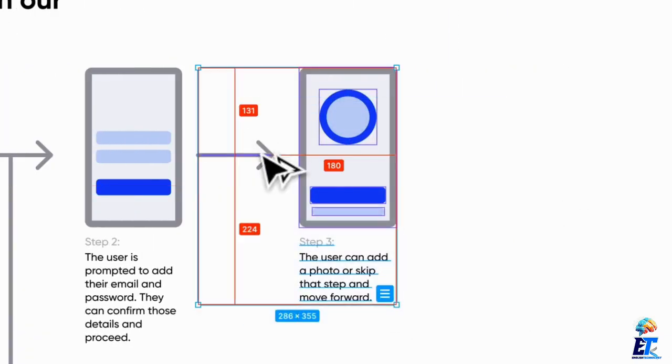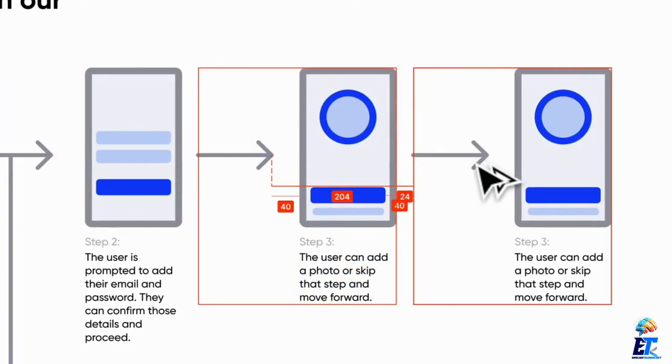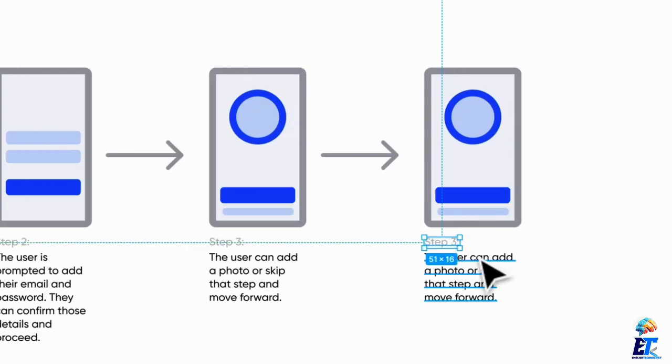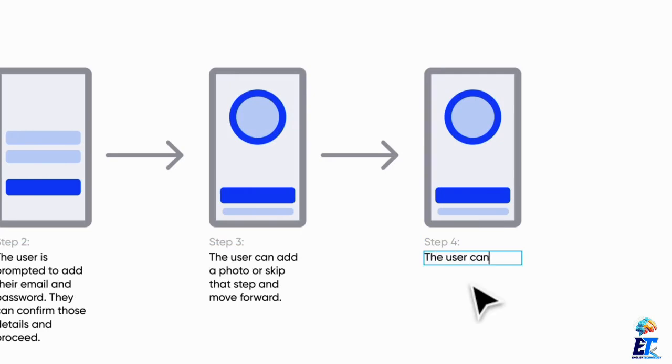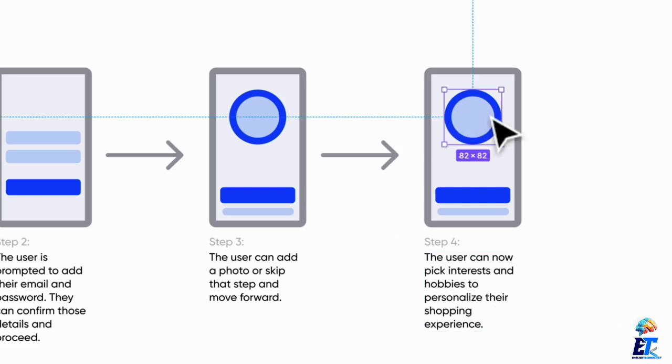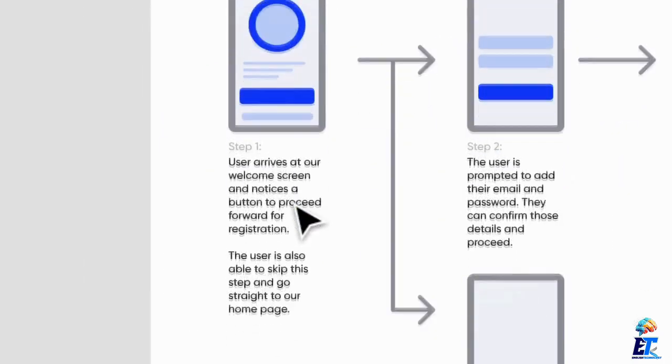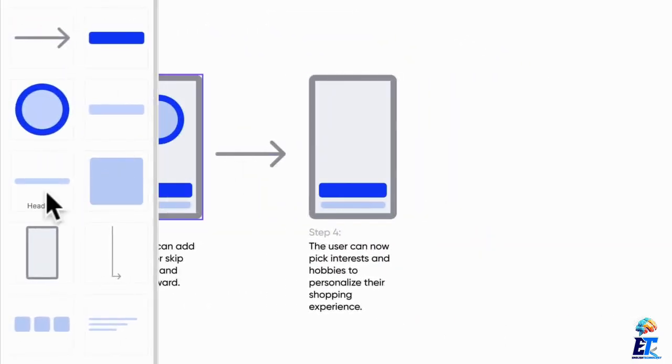Step 4, now we probably get into some more interesting things like actually adding their interests. So step 4, the user can now pick interests and hobbies to personalize their shopping experience. So this is probably like a headline. There's probably some text here. There's probably a bunch of little buttons, like little pills or checkboxes that they can tick off.